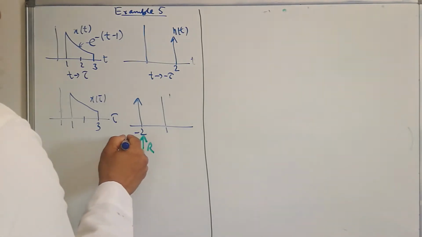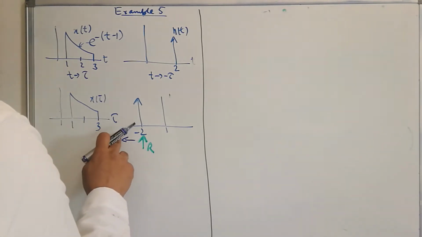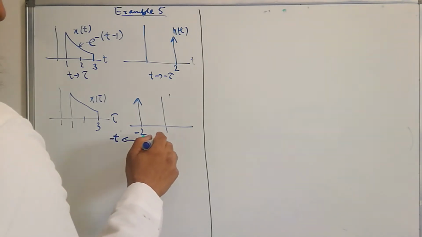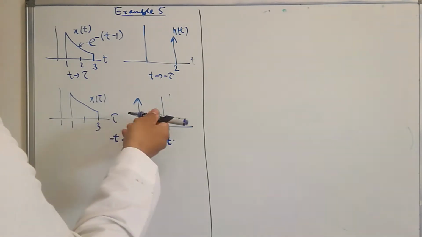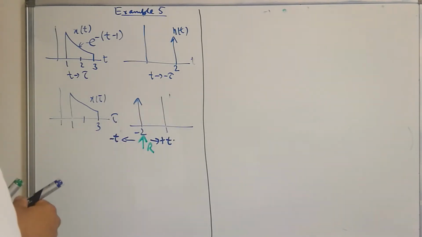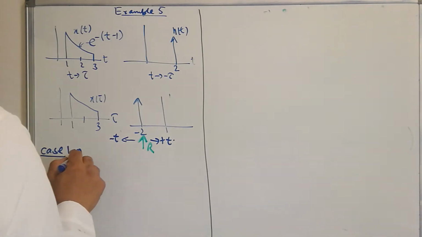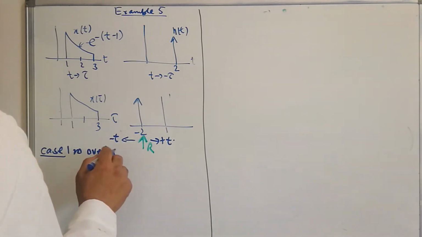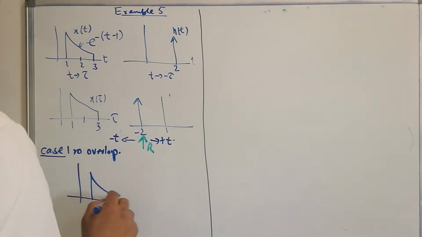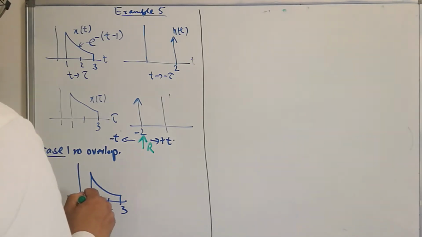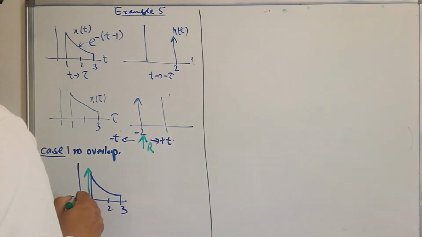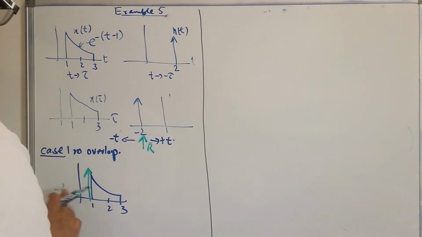The shift on the left side is minus t, and on the right side is plus t. But in this case, the only shift is in this direction. So the case one will be the case of no overlap. So I have my x of t here, 1, 2 and 3, and it is just at the edge. My reference is minus 2, so this shift is from minus 2 to 1, which is 3.